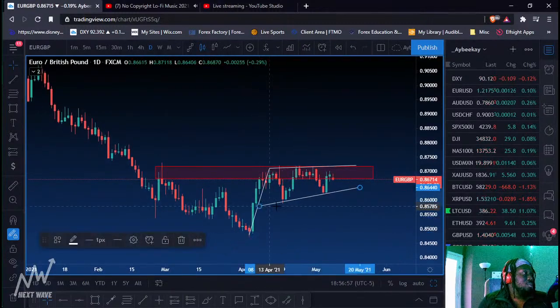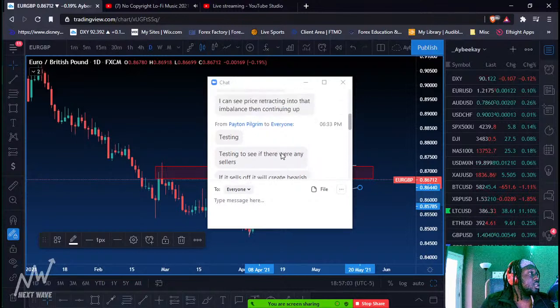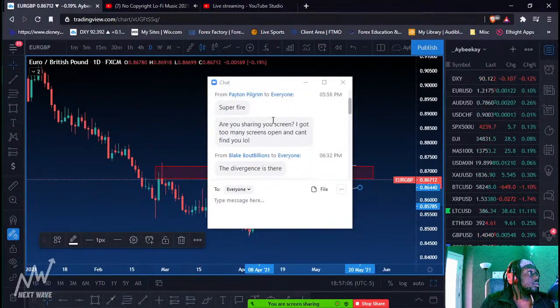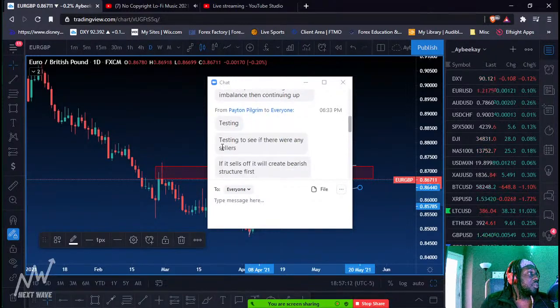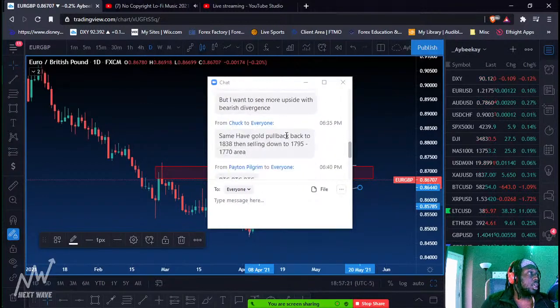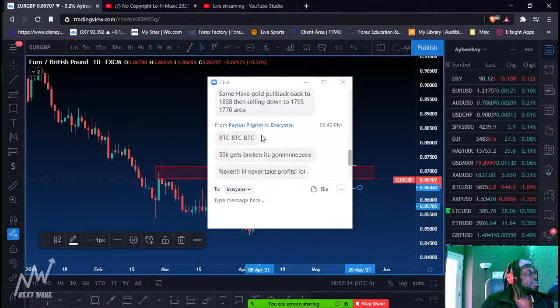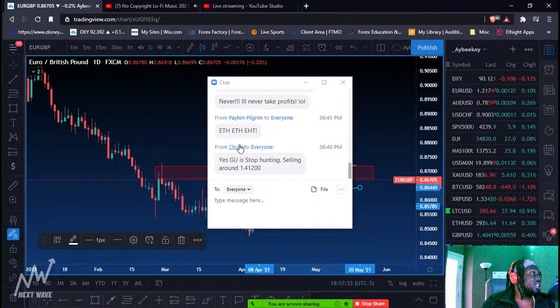Is there any other pairs that anybody wants me to take a look at? Oh my goodness. Let me see what we have here. Retracing into that imbalance, continue up, probably testing to see if there were any sellers. Yep, if it sells off, it will create bearish structure first, and it will sell off hard if it sells. Yep, I've got gold coming back down to 1800. Okay, cool. Same, have gold pull back up to, yep, Bitcoin 59K gets broken, it's gone. Absolutely, I agree. I'll take profits. LOL. ETH, yes. ETH is going crazy. GU is stop hunting, selling around 1.41. I like that, Chuck.